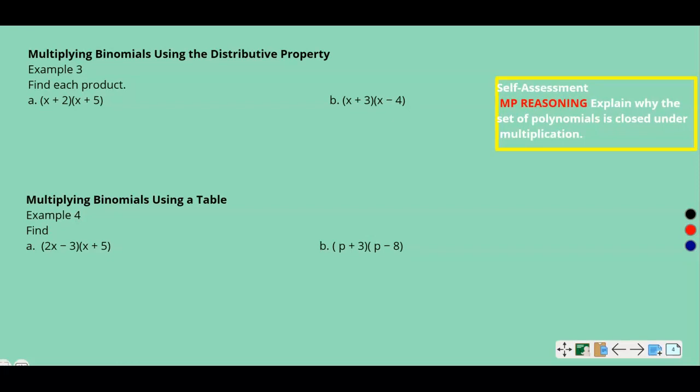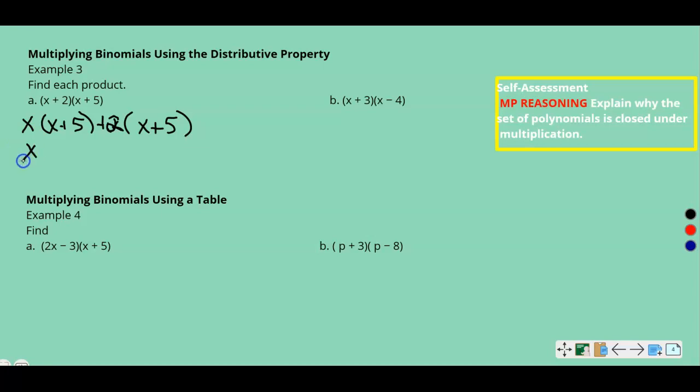All right, example 3, multiplying binomials using the distributive property. A part says find the product of x plus 2 times x plus 5. You can see that the two binomials are both in parentheses, which means the x has to be multiplied by both terms in the second binomial, and the 2 has to be multiplied by both terms in the second binomial. So we can write that as x times x plus 5 and 2 times x plus 5.